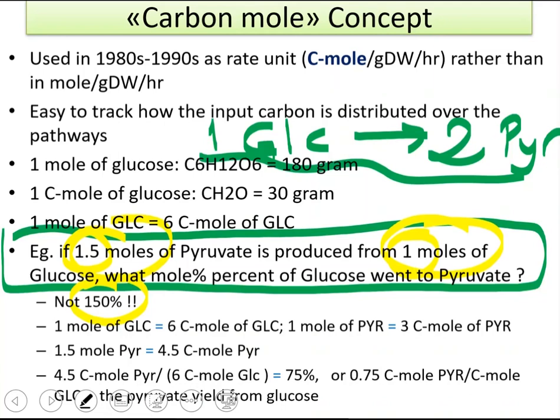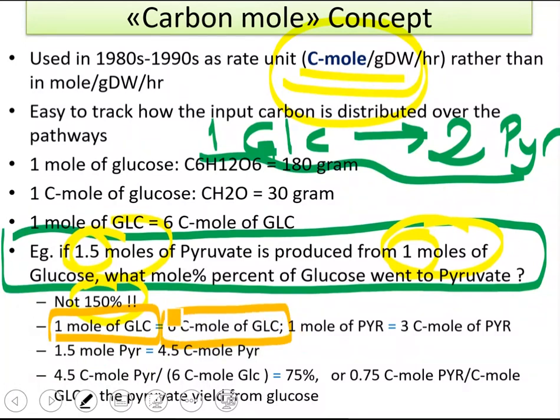But if you represent the amount of pyruvate and glucose in terms of carbon mole, you will easily see which percentage of glucose went to pyruvate. How? Let's go through it. So 1 mole of glucose is our input, right? What is the carbon mole equivalent of this? 6 carbon mole of glucose, because glucose includes 6 carbons.